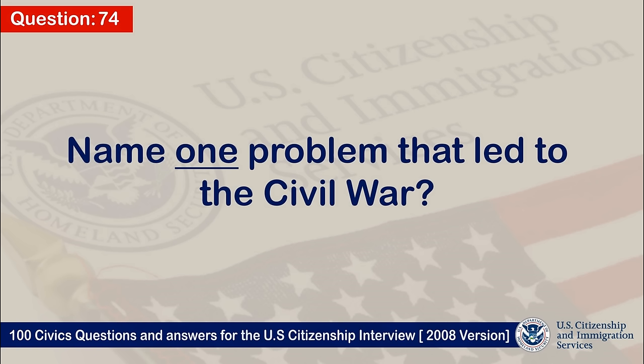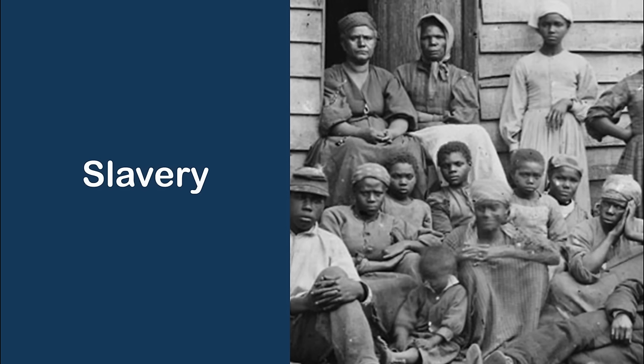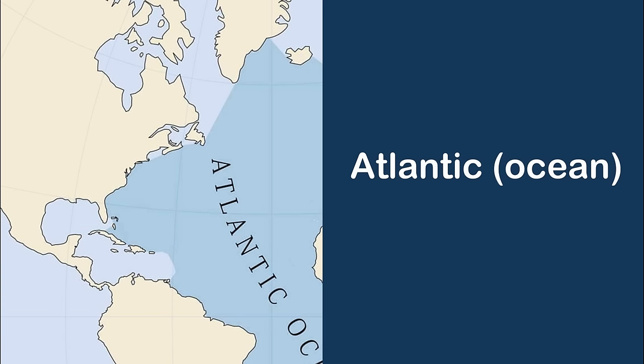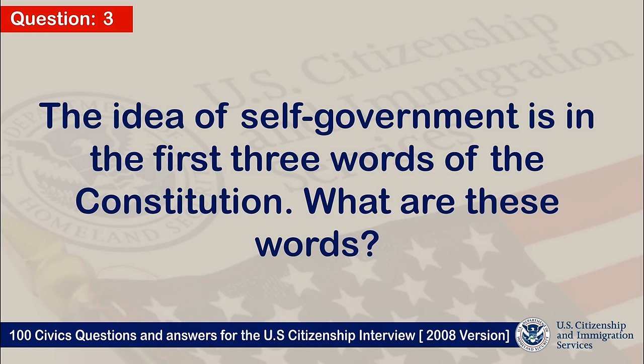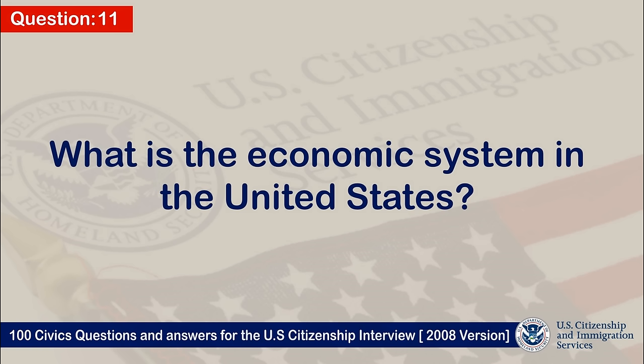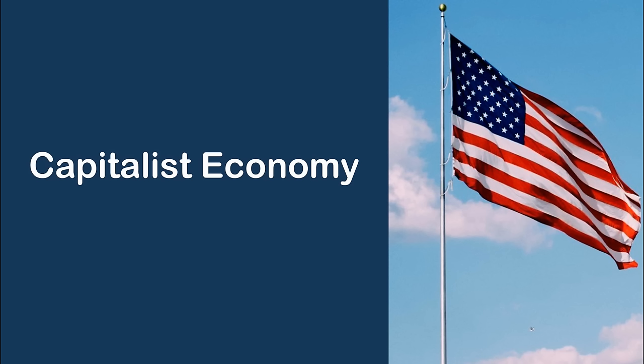Name one problem that led to the Civil War. Slavery. What ocean is on the east coast of the United States? Atlantic Ocean. The idea of self-government is in the first three words of the Constitution. What are these words? We the people. What is the economic system in the United States? Capitalist economy.